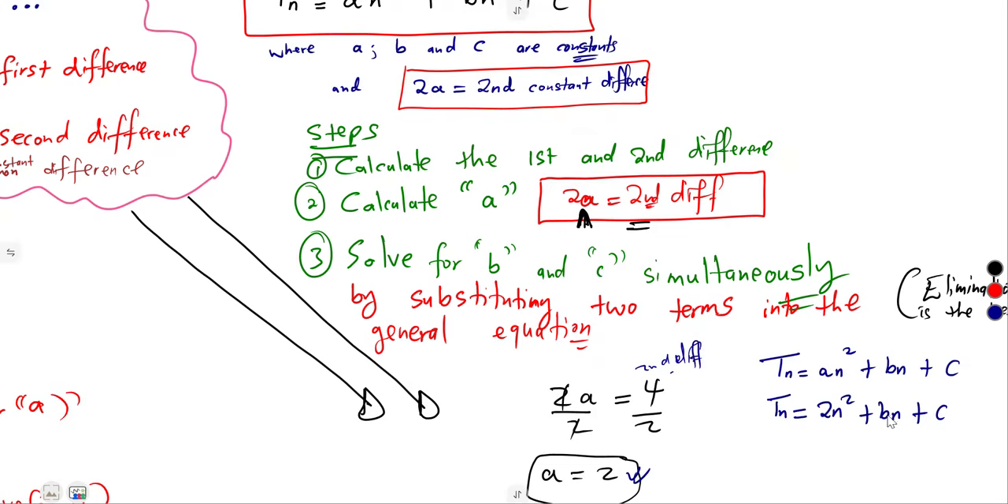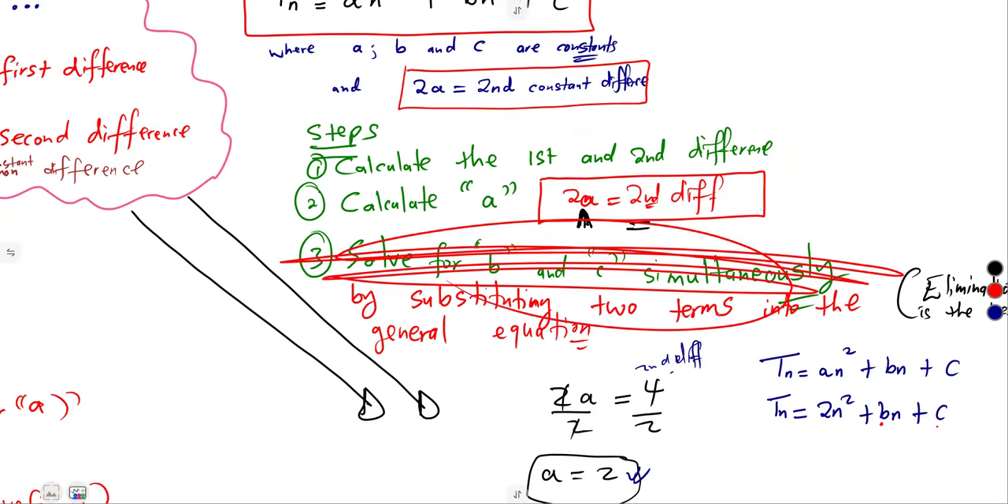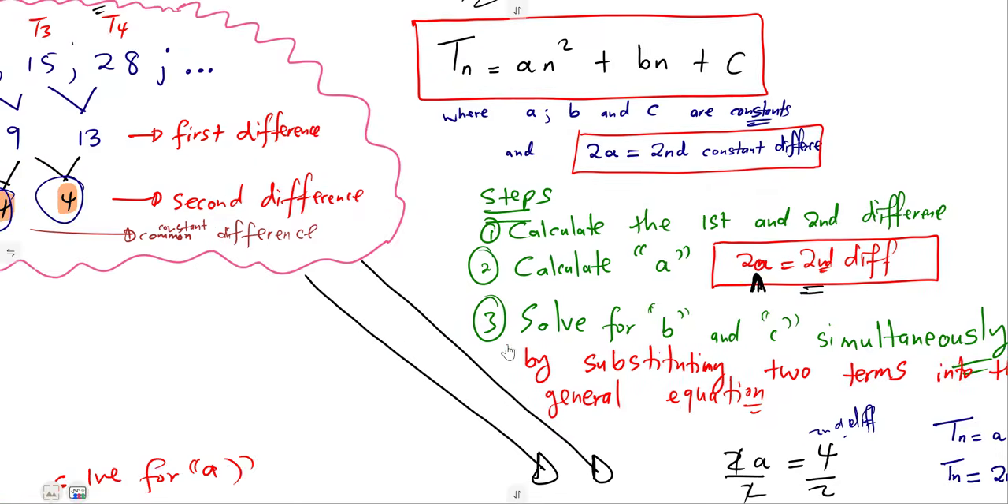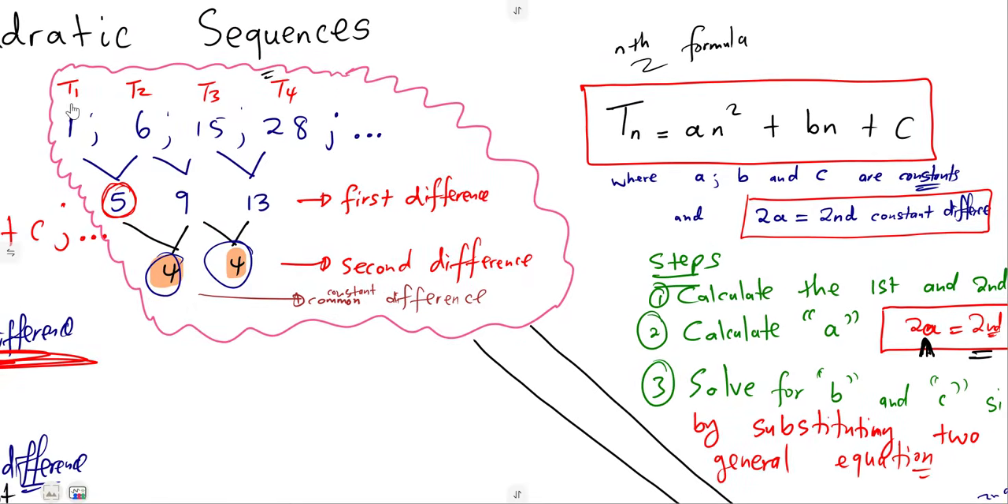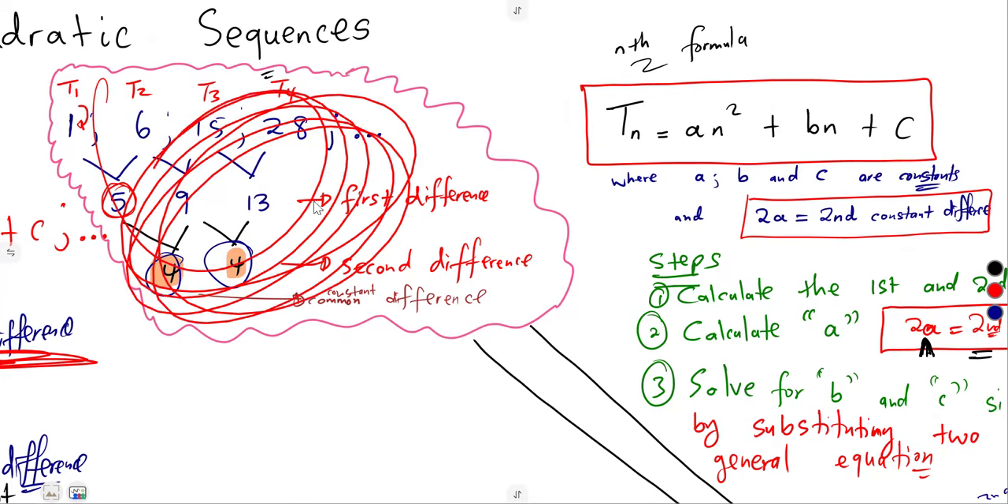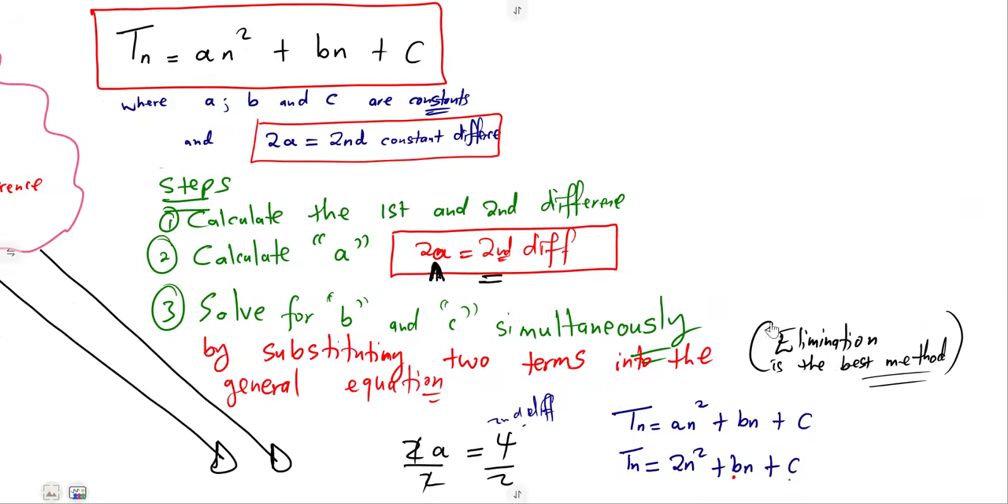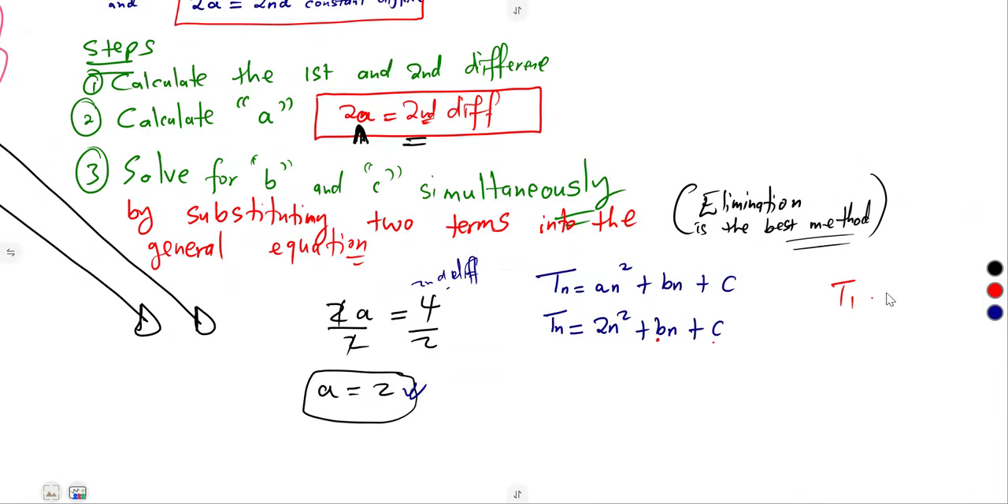As we can see, what we do not have here is b and c. That's why we are saying solve for them simultaneously. So I'm going to substitute the corresponding terms. This one is in your hands, the way that you want. You can use T1. As we can see, our T1 is equal to 1. T2, you use whatever you want. I'm going to take T1. T1 is equal to 1.